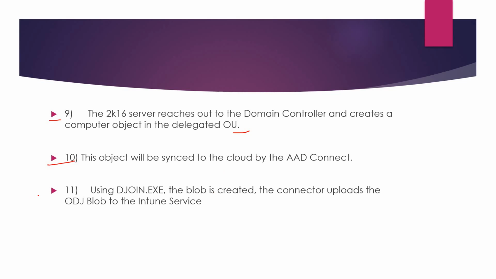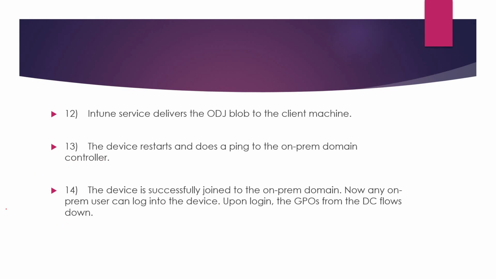The blob is created by the domain controller. It is delivered to the Intune service. The Intune service delivers it to the end device. The end device or the client machine, when it gets the blob, does a silent ping to the domain controller. If it's able to reach the domain controller, it becomes on-prem domain joined. Once it becomes on-prem domain joined, it restarts, it receives a group policy, and the device is now business ready.